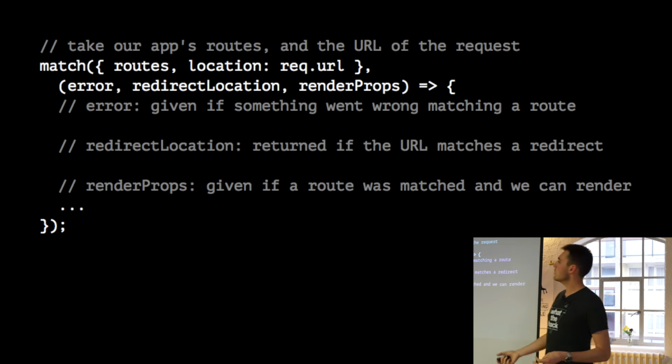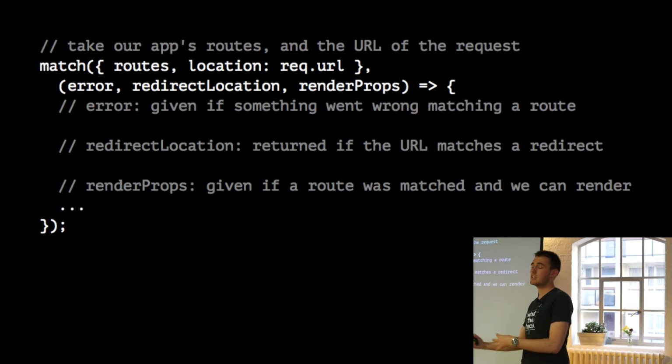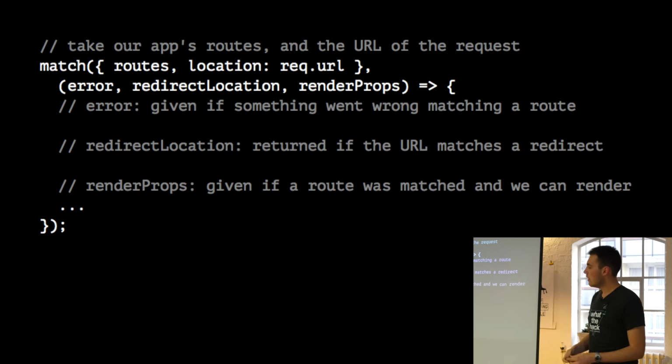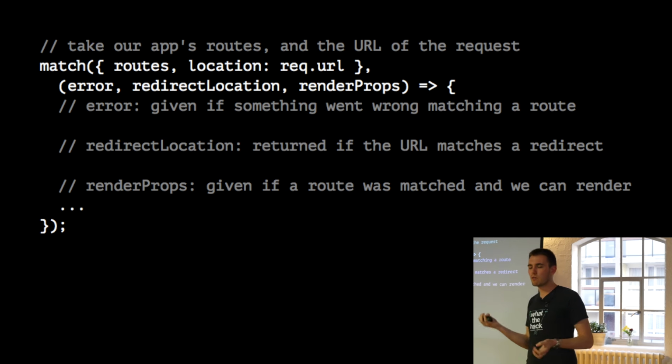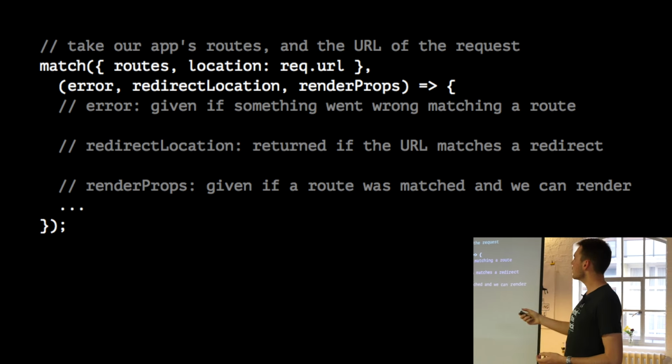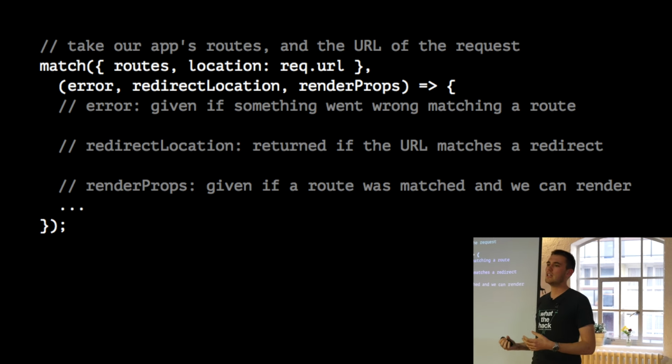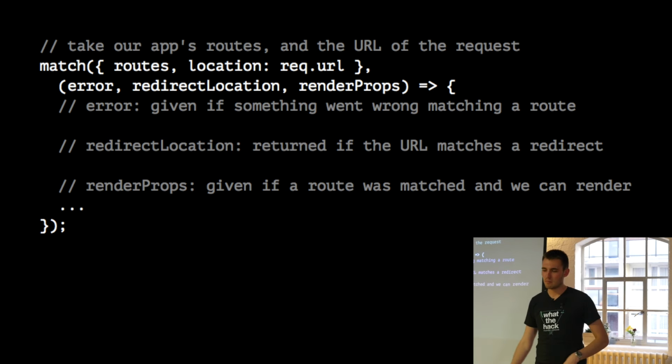If we get a redirect location, that means we've actually hit a route that is a redirect, because React Router supports redirects. Finally, if we don't have an error and we don't have a redirect, then we have these render props, which means we've got all the data we need to render and generate our HTML. Render props is basically all the information the router needs to generate the HTML and render the components.